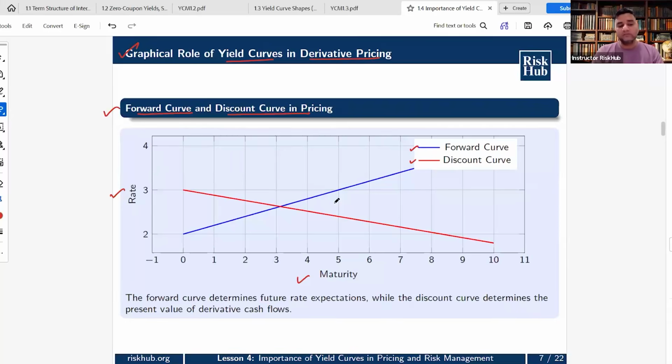What the picture shows is that the forward curve and discount curve move in opposite directions across maturity. The caption states the split of labor. Basically, the forward curve sets what the future rates are expected to be.